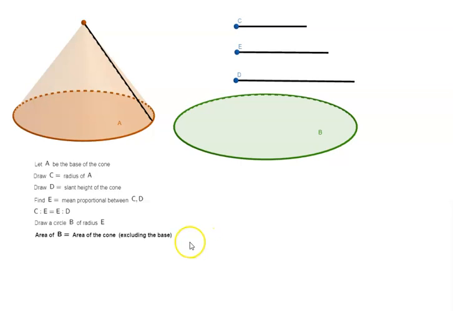What the proposition is saying is that the area of the circle B is equal to the area of the cone excluding the base. More specifically, the surface area of the cone excluding the base. So let's prove this. Let the area of the cone excluding the base be S, assuming B is less than S. That is, the area of the circle is less than the surface area of the cone excluding the base. So which means we are using proof by contradiction. We are assuming that B is not equal to the area of the cone excluding the base. So the first case would be less than.